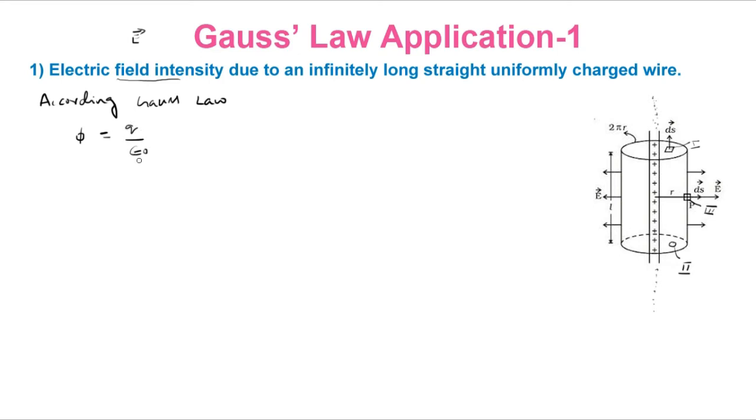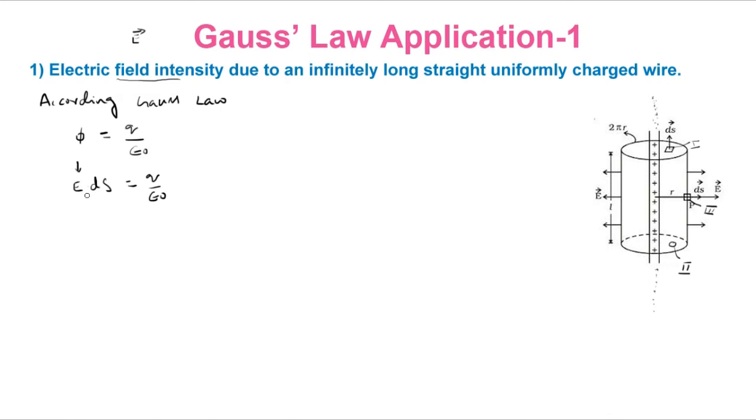The flux is equal to Q by epsilon naught. Epsilon naught is the constant. Here the flux means, you know that formula. What is the flux? Flux is the number of electric field lines passing per unit area, called electric flux. So that I will write, E into ds, is the electric flux in a closed surface area, which is equal to Q by epsilon naught.